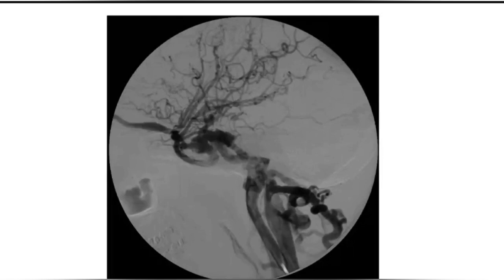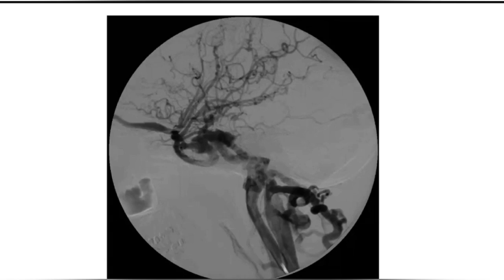So, can you just quickly describe this film as well? It's an angiogram image of the left cavernous sinus, which is showing a dilated superior ophthalmic vein, and there are multiple collaterals noted, with a normal communication between the cavernous portion of the carotid and the superior ophthalmic vein.